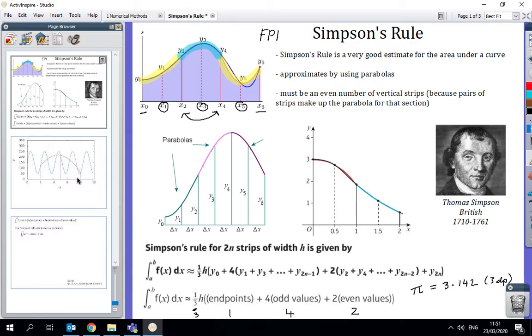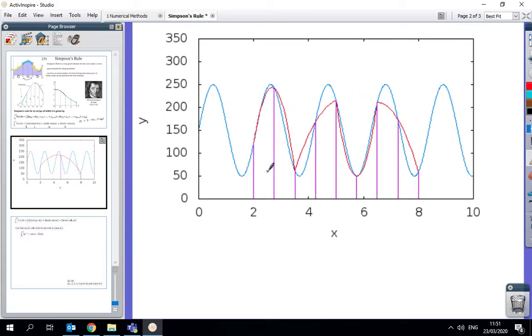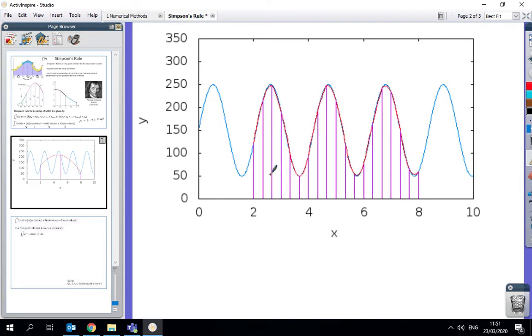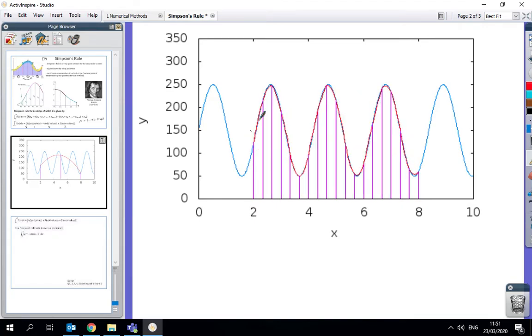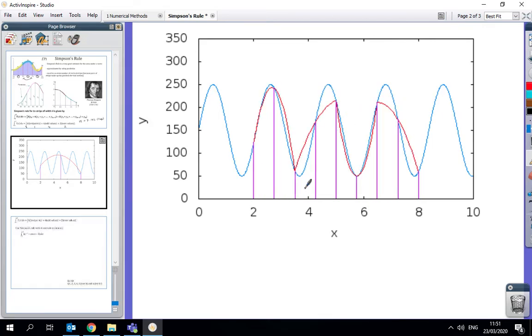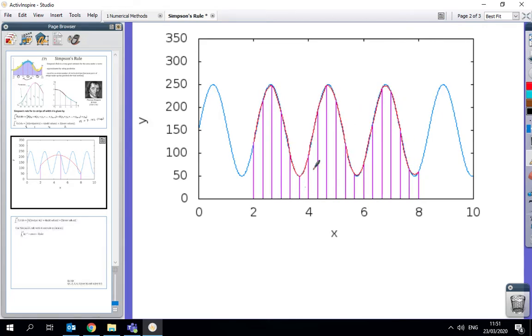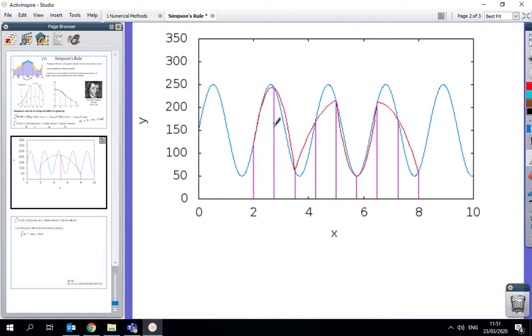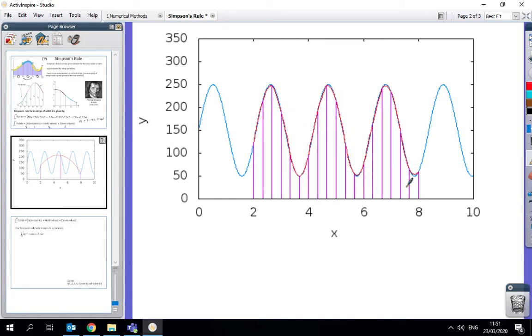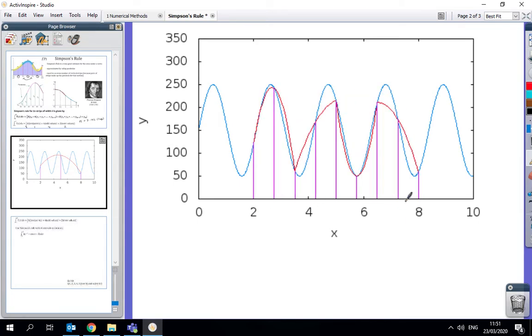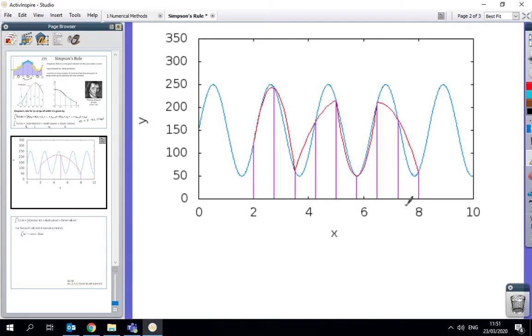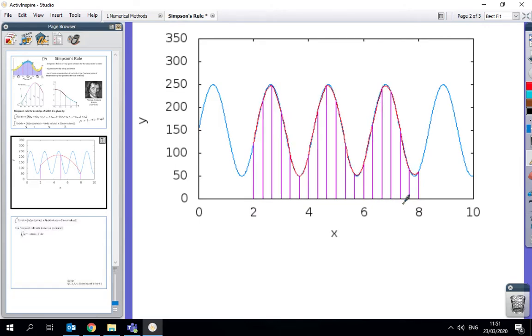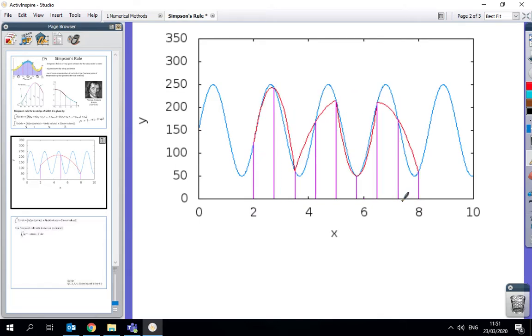Just to show you what this looks like as an animation, here we're trying to work out the area underneath the blue curve, which is clearly some kind of sinusoidal curve. The red bits that you should notice are all different parabolas. You'll see to begin with there's one big bump of a parabola, and then there are 2 separate parabolas as we increase the number of strips. The number of strips is always even, and the more strips that you have, you can see how well it fits the particular curve that we have here.